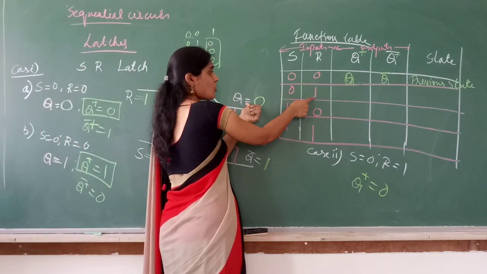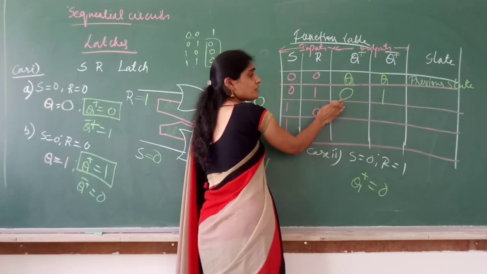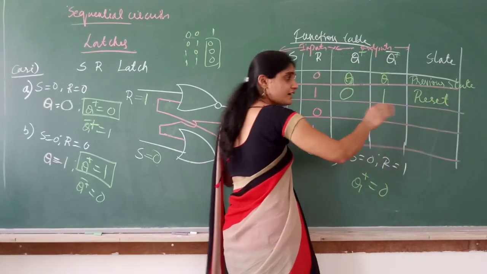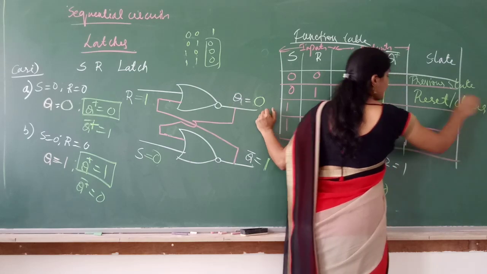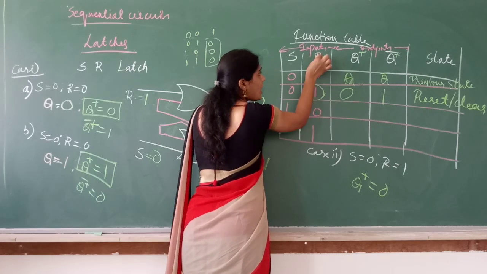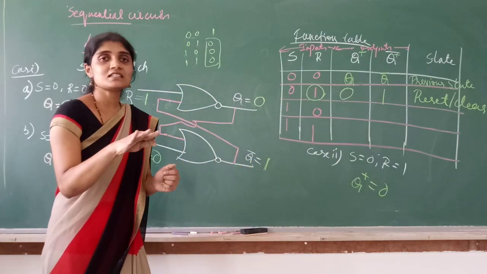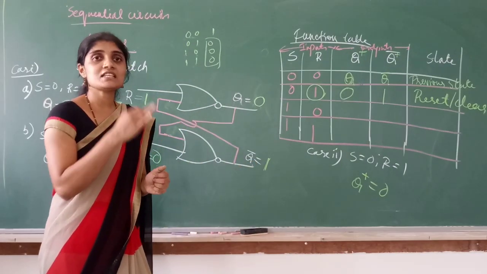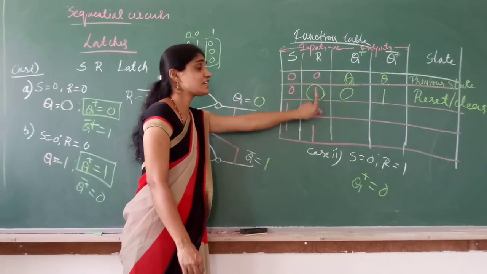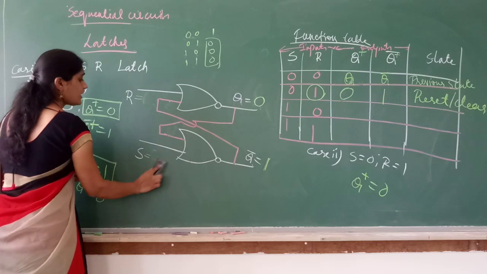So when S is 0, R is 1, what is the state? Q plus is 0. Q bar is 1. State of the flip-flop, you have to see Q. What is the state of the flip-flop? We call this state reset or clear. So, look at the input. When R is 1, R, reset, it resets the latch. It clears the latch. The state of the latch is 0. Okay. Next, when you give S as 1 and R as 0.